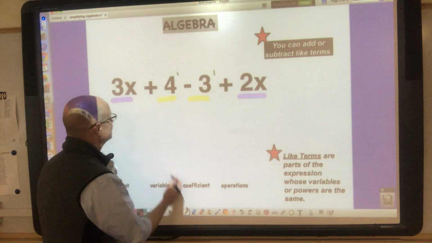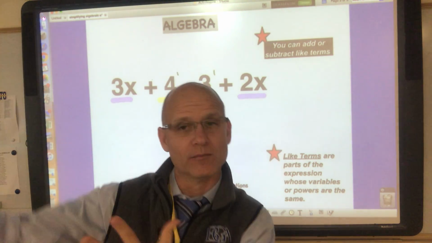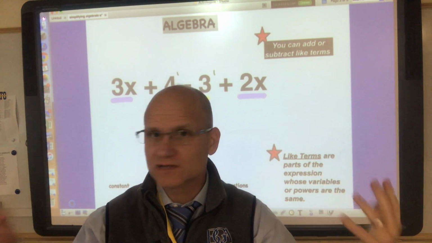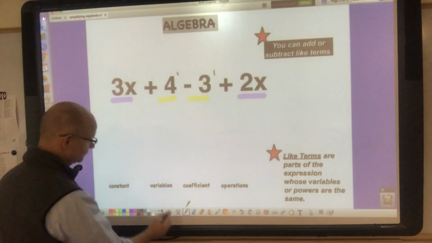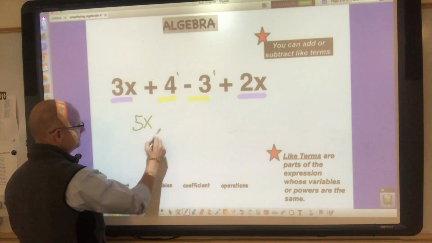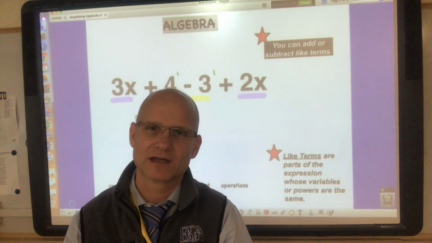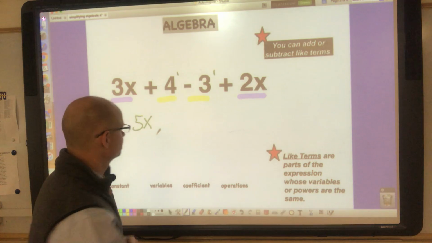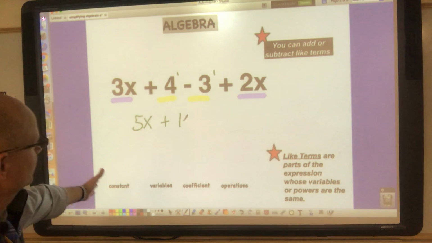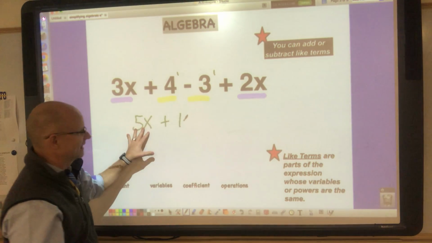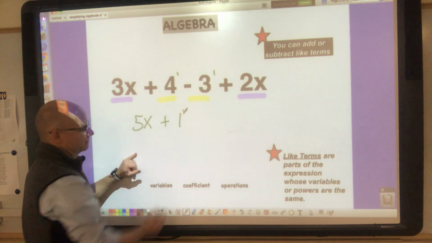What does that mean? That means I can add my 3 times this number plus 2 times this number. I have 3 of these numbers plus 2 of these numbers, which gives me how many of those numbers? 5. Then I have a plus 4 with a minus 3, which gives me how much total? Plus 1. And I have now just simplified this expression. I combine my 3x with my 2x, which gives me 5x. I combine my 4 to the first power minus my 3 to the first power, which gives me 1 to the first power. And now I'm done.